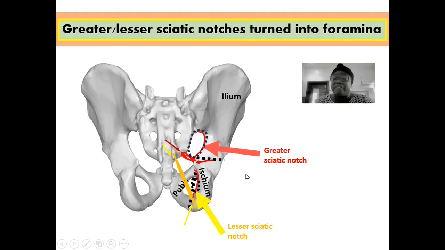So if we drive further in establishing the structures that are seen to pass through these foramina, we say that the notches are transformed into foramina, and these foramina are not created for fun, but are created to allow for the passage of structures. So we will be driving further to highlight the different structures that pass through the greater and the lesser sciatic foramina.